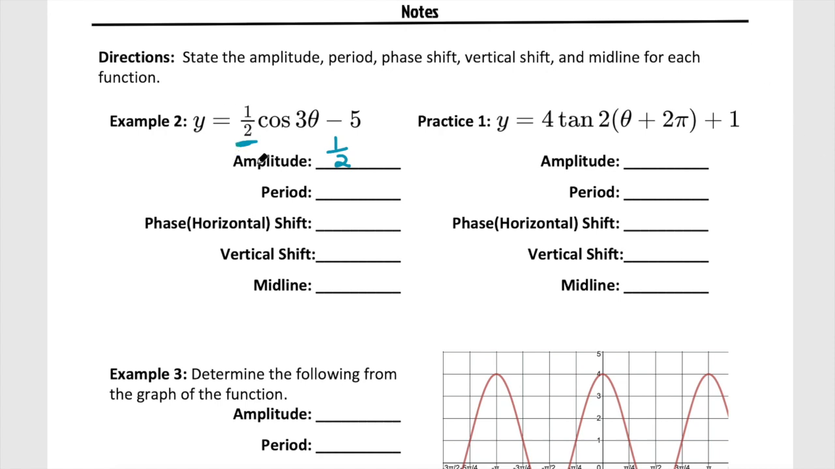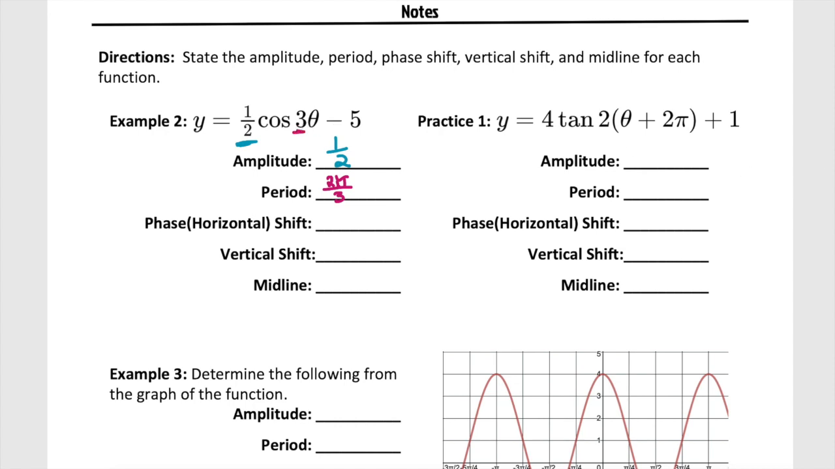Our period changes based on whatever type of function we have. Cosine typically has a period of 2 pi. We're going to divide that by whatever number is getting multiplied by theta, and we take its absolute value. In this case, 3 is positive, so I'm just going to write a 3. So 2 pi over 3 would be the period.